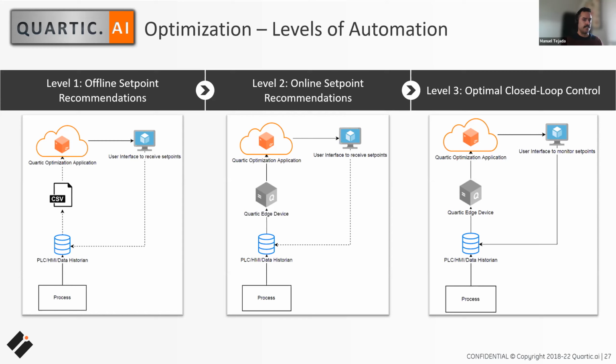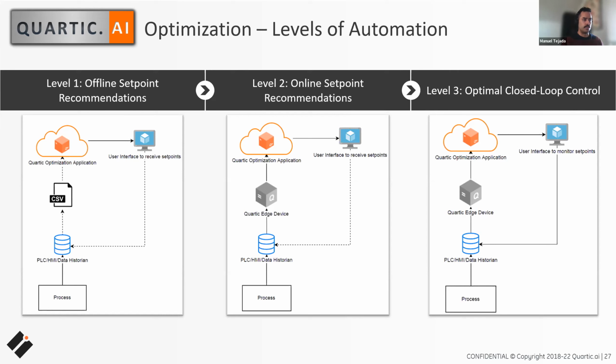On the left-hand side, you've got level 1, where we're doing offline set point recommendations. In my architecture, you can see that your process data is collected in its standard way into a PLC, HMI, or data historian. Afterwards, we're manually extracting that into CSV and uploading it into our cloud-based application. You can see that the user can interact with that application to get recommended set points. And again, those are manually entered back into the control system. Hence, we've got dashed lines in the collection of data and the return of data to your process.